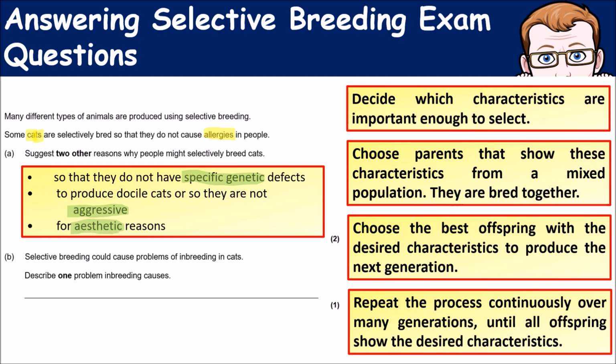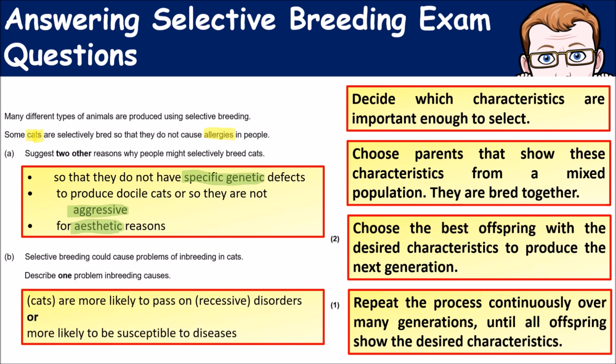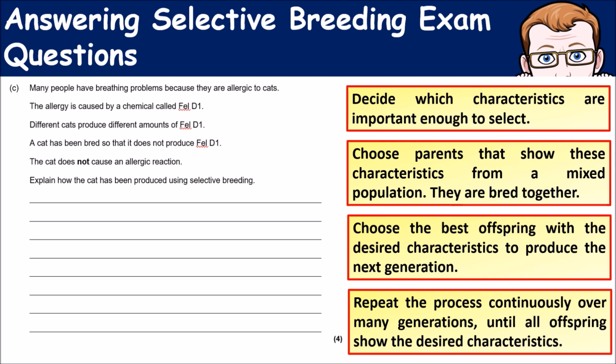Selective breeding causes problems of inbreeding in cats. Describe one problem with inbreeding. Remember that inbreeding comes from having a limited gene pool. So the cats are more likely to pass on recessive disorders or might be more susceptible to diseases. Those might be two of the main problems caused by it.